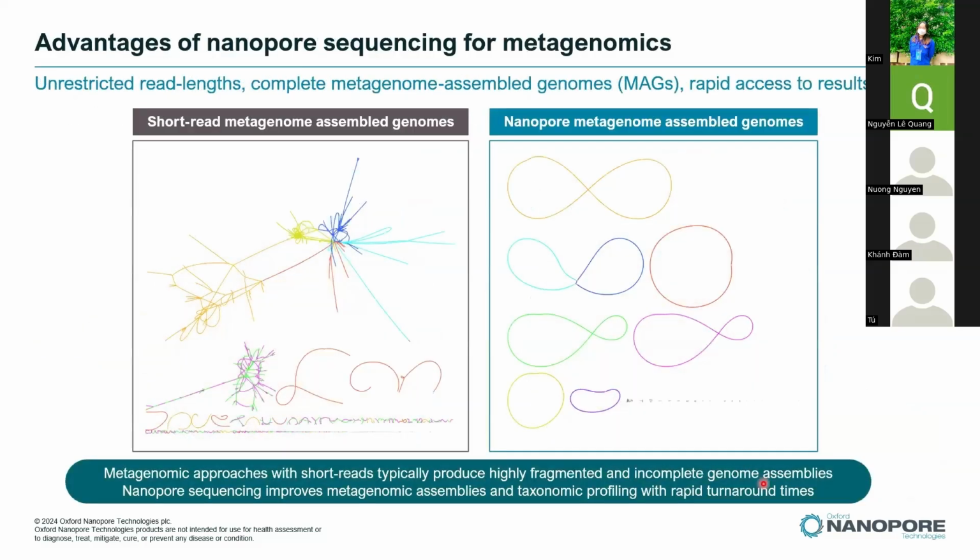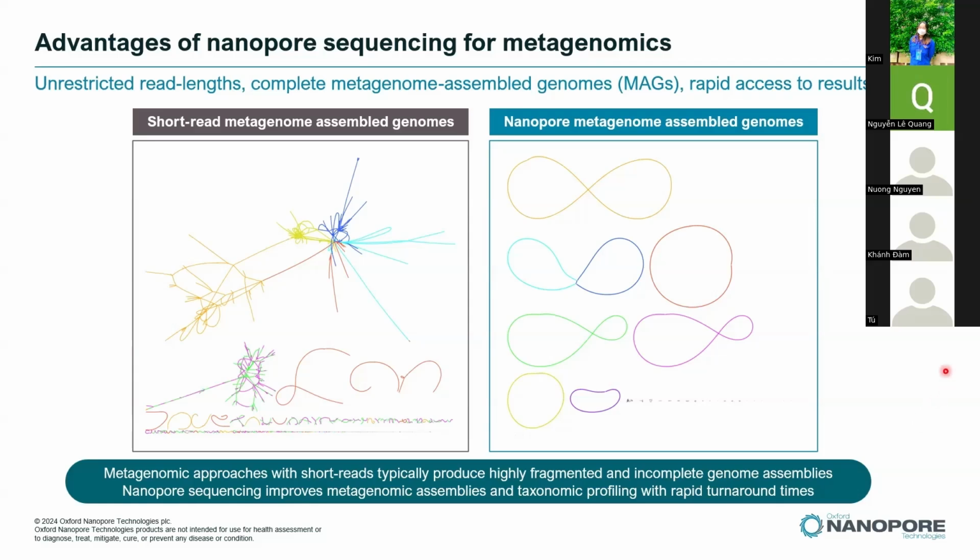And again, one of the key benefits of nanopore technology in a metagenomic context is that it has unrestricted read length. So it can enable better metagenome assembled genomes and rapid access to results. This also allows a researcher to quickly gain insight into the microbial community composition and functional properties, enhancing real-time decision making in critical scenarios.